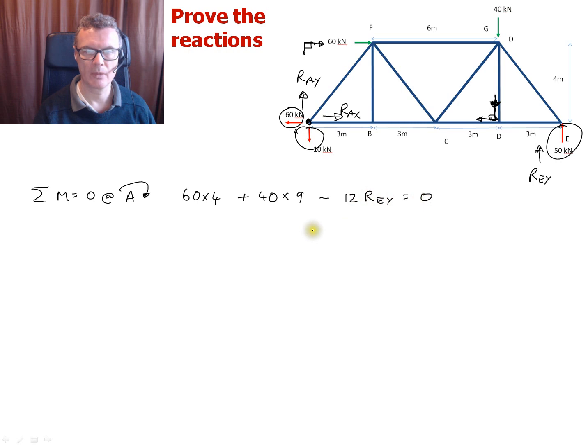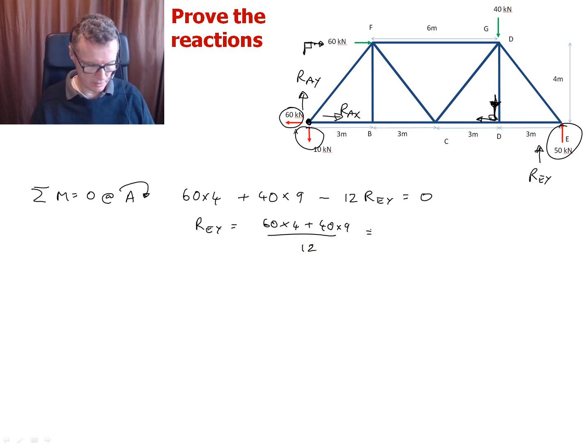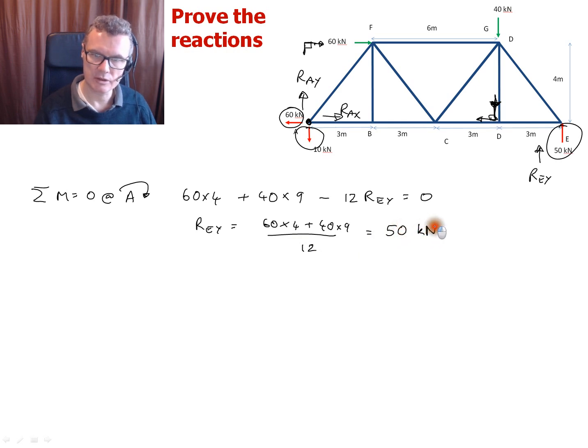equals 0. Okay, so let's just rearrange that. That gives me REY equals, I'm just going to let my calculator do the work, 60 times 4 plus 40 times 9 and divide by 12. So I'm just going to stick all of that into my calculator. 60 times 4 plus 40 times 9 divide by 12, and it gives me 50 kilonewtons. So that agrees with my first result I need to prove.